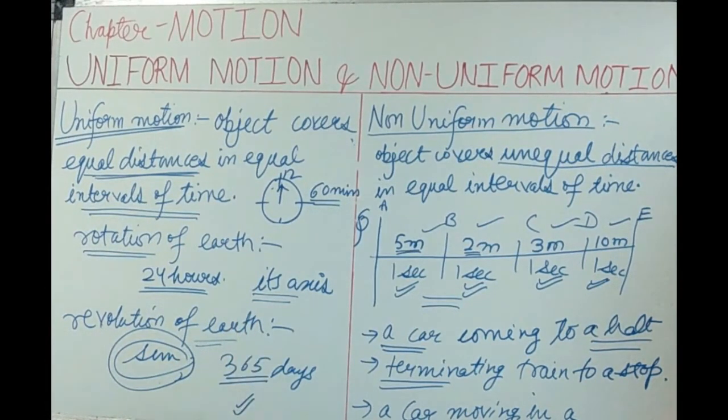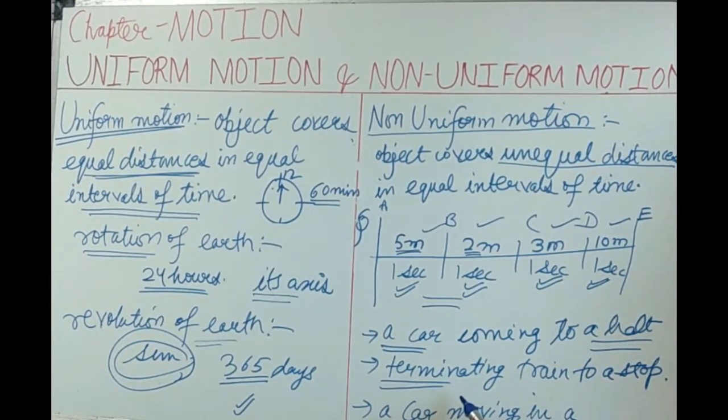All these are examples of uniform motion, and in non-uniform motion we have discussed a car coming to a halt. Initially the car speed is high, but when it is coming to a halt or a stop, it is decreasing the speed. Earlier the speed was different and now the speed is different. So this is an example of non-uniform motion. It is covering unequal distance. When the speed was high, the distance covered was more. When the speed has decreased, obviously the distance covered is less. So unequal distance is being covered in equal intervals of time.